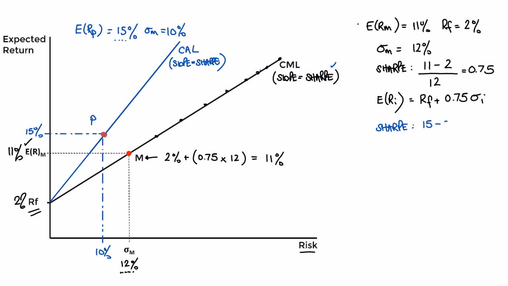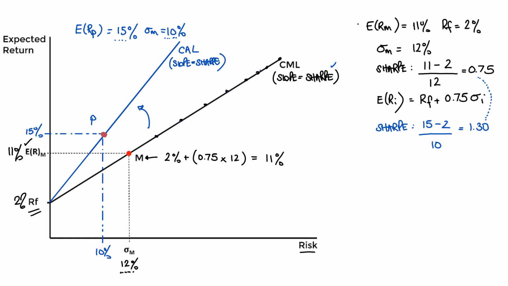The risk-free is 2, so we know the excess return is 13. Divided by the risk of 10 we took on to get that 15, that is a Sharpe of 1.3. Now, you're probably already comparing that to the CML and saying, okay, it's higher. Well, yes, it is higher. The slope is steeper. So we know it's a preferable portfolio.